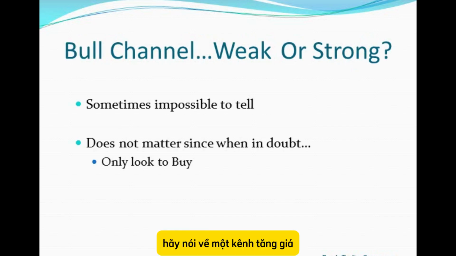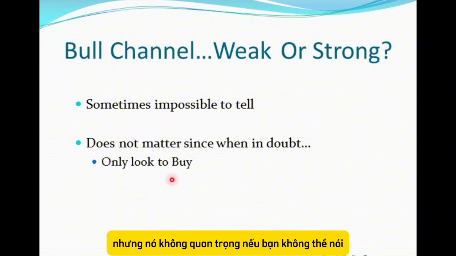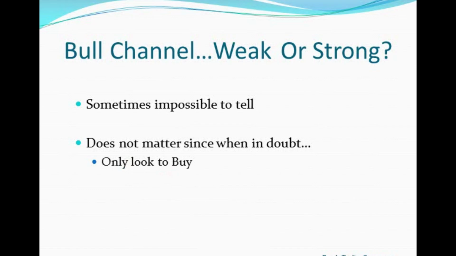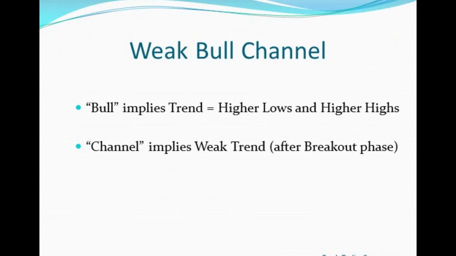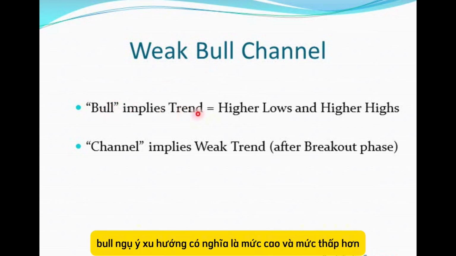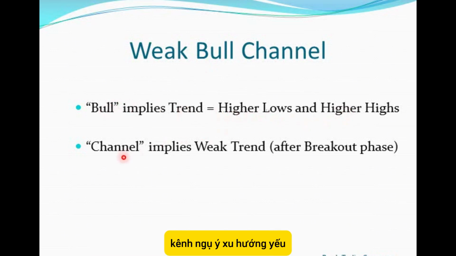Let's talk about a bull channel. Is it weak or strong? Sometimes it's impossible to tell, but it does not matter. If you cannot tell, only look to buy. Weak bull channel. Bull implies trend, which means higher highs and lows. Channel implies weak trend, and it occurs after the breakout phase.